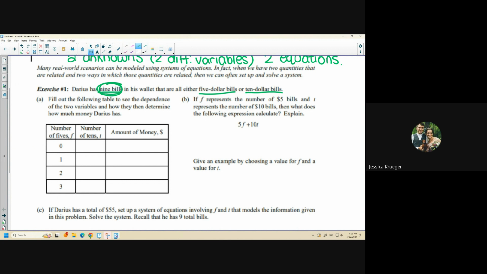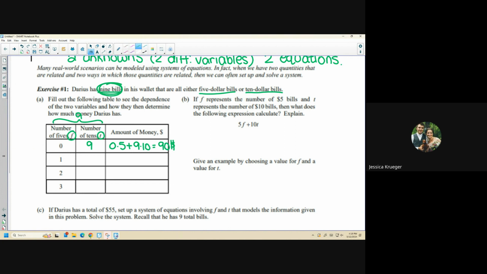They're either going to be $5 bills or $10 bills. So my two variables would be F and T, where F is the number of 5s and T is the number of 10s. What I know is altogether, there's 9 bills in his wallet. So if he has 0 5s, all 9 of them must be 10s. And let's see how much money that gives us. 0 $5 bills would be 0 times 5 plus 9 $10 bills would be 9 times 10, and that gives me $90.